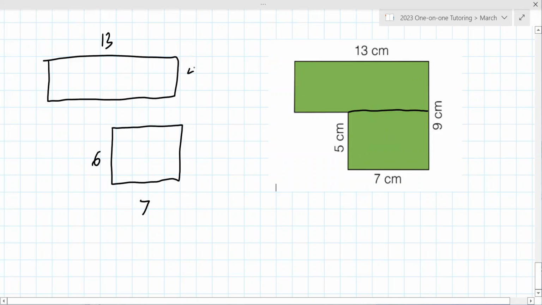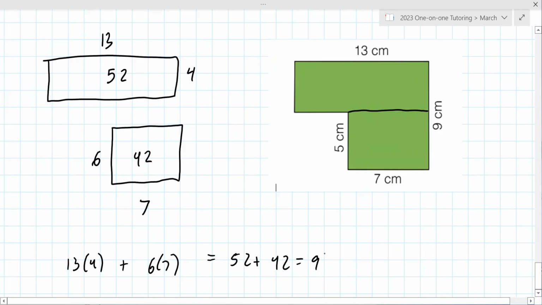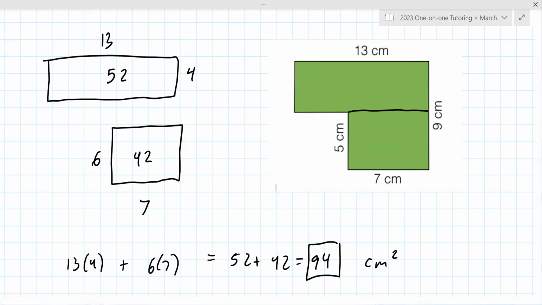It's 4. Okay, and so you multiply them together, 52 and 42, if you have to show your work, you get 52 plus 42, which equals 94. Don't enter your units, but it's good to know that it's centimeters squared. Any questions on that? No.